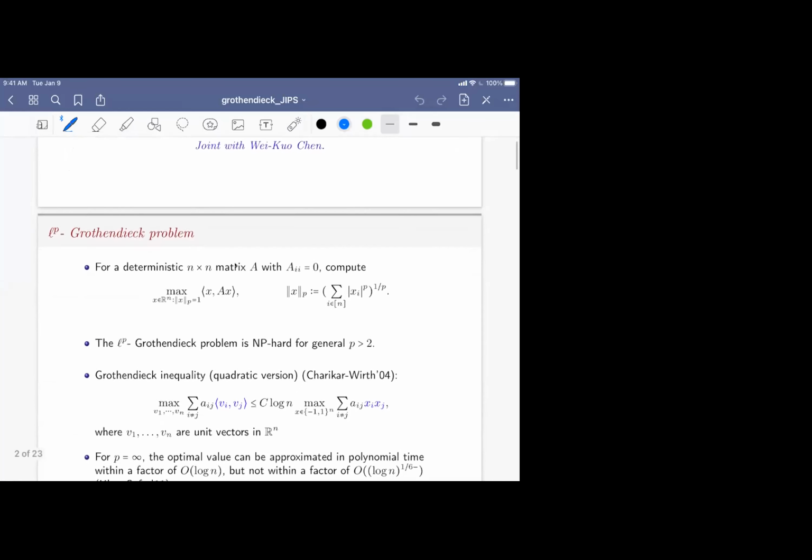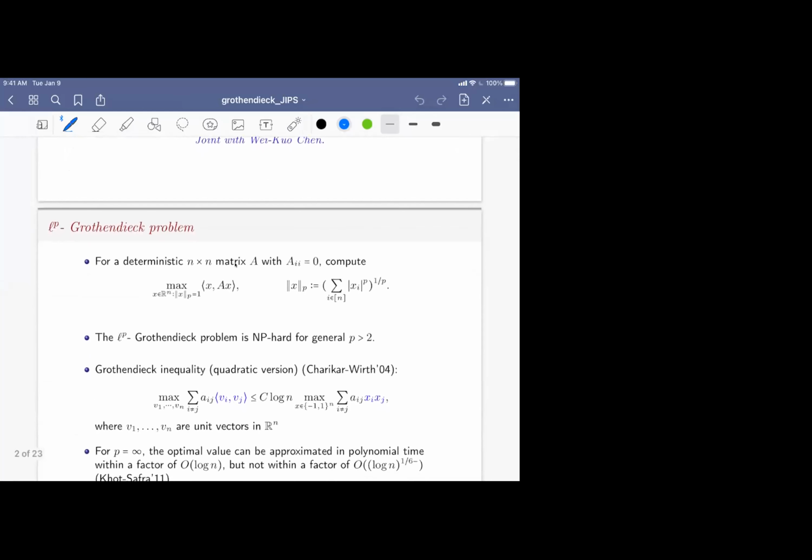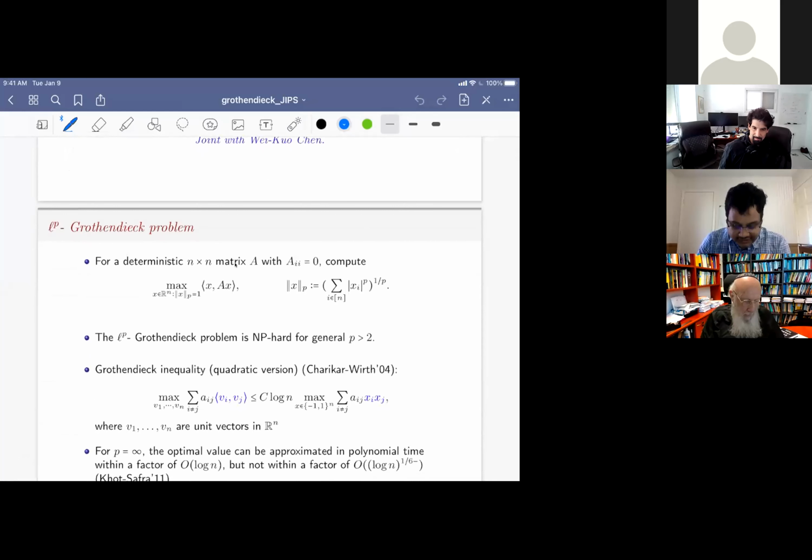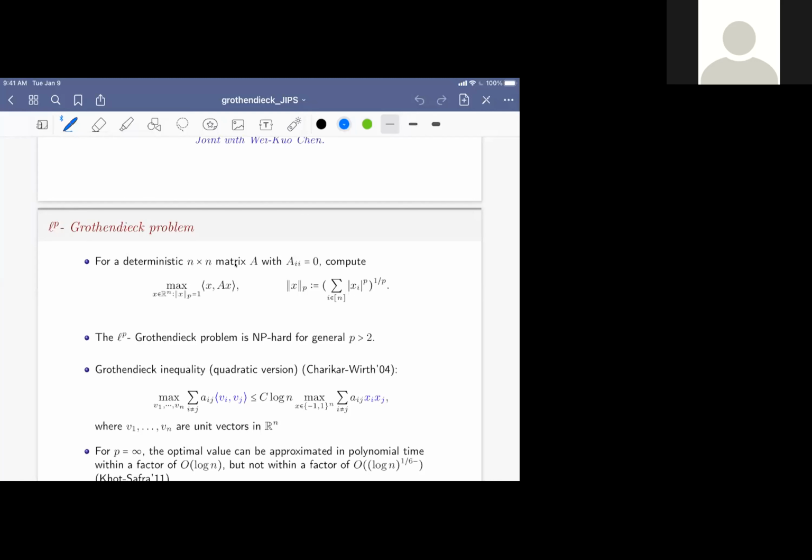So let me start by describing what we mean by the LP Grothendieck problem. This is a simple optimization problem. The input is an n by n deterministic matrix A with vanishing diagonal entries, and the goal is to compute the maximum value of the quadratic form x transpose Ax over the unit LP sphere. Here the vanishing diagonal assumption is not so important, and it can be dropped.